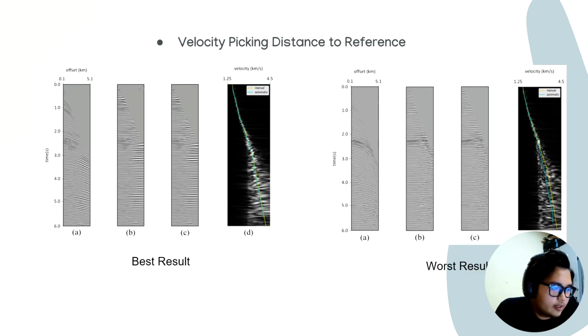Now we will discuss the quality control step. To assess the performance of the methodology proposed by the researcher, there are two key metrics that we focus on in this paper. The first one is the semblance-based evaluation, and the second is the velocity picking distance to reference. This metric compares manual velocity picking with the automated approach, providing valuable insight into the accuracy and reliability of the methodology.